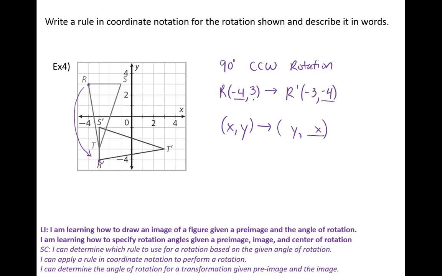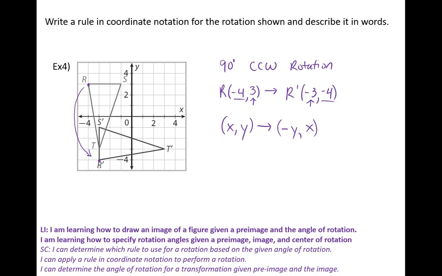Then my Y, when I check that one out, I go from a positive to a negative, so my Y value is changing signs. So my end result here would be negative Y, comma X, and like I said, you can go back and verify that that matches the rule. That does finish the notes.